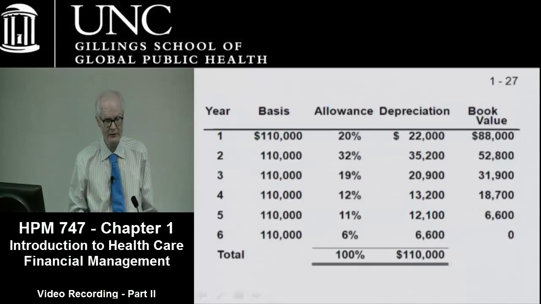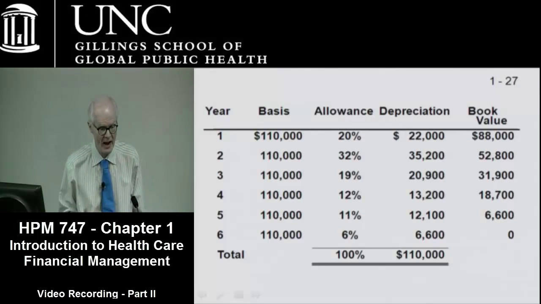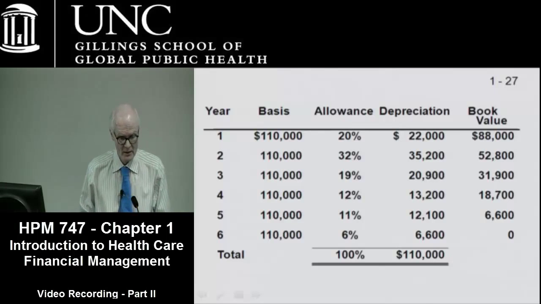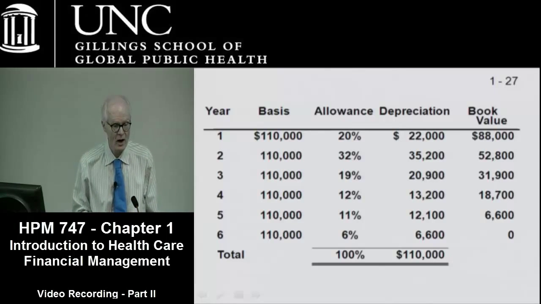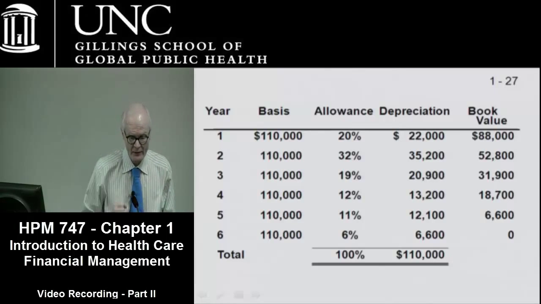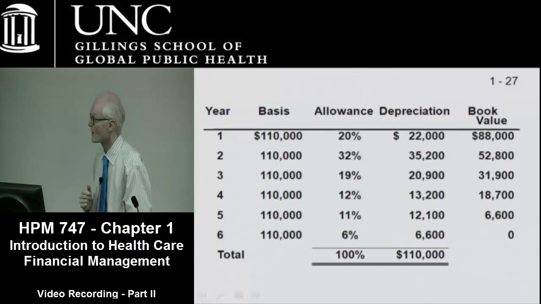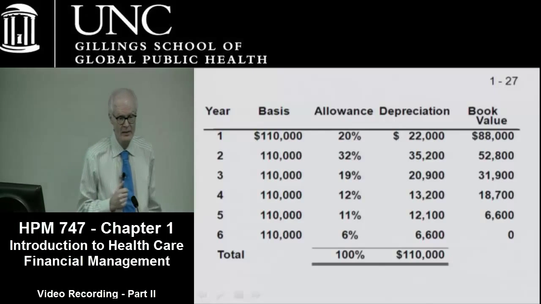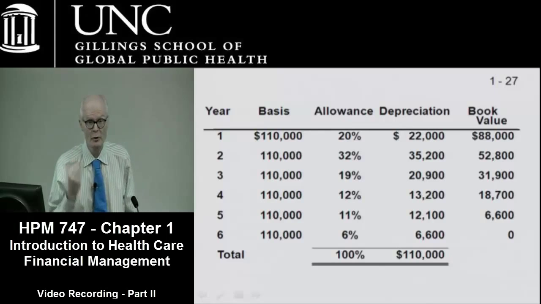And here are the basis. This is the maker's data. This is an asset that lasts 5 years. We're going to take the $110,000, and there are the different allowances per year. So what that means is the following. The $110,000 is the depreciable basis.